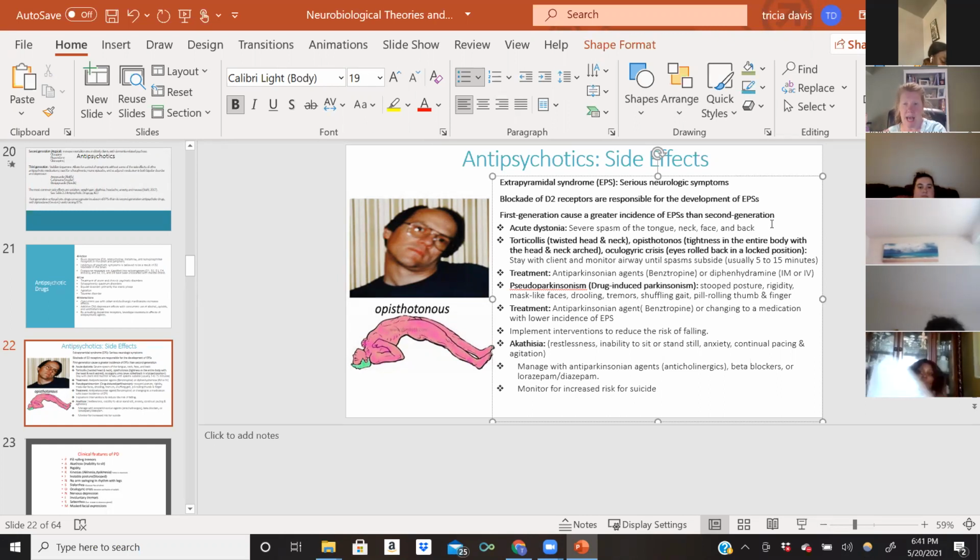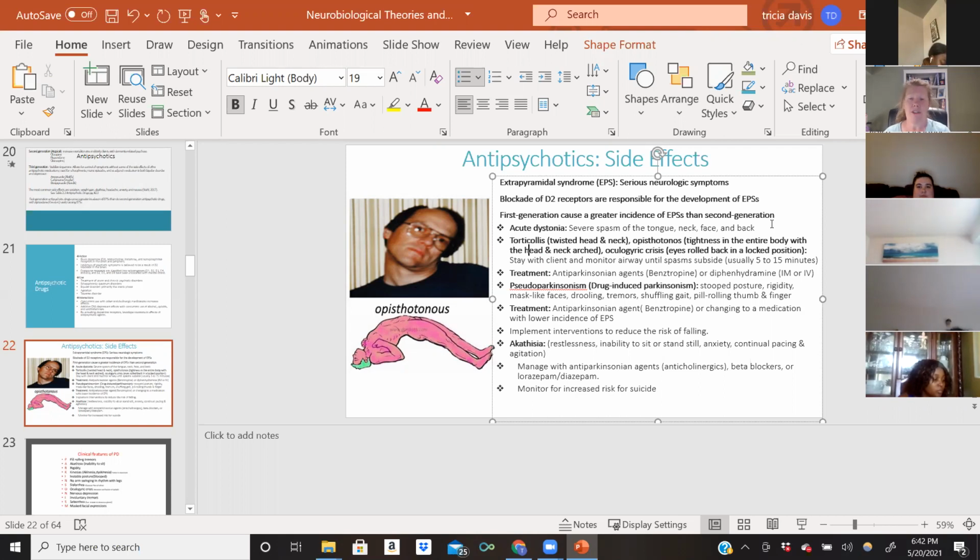If any of those three start to happen, you would want to stay with your client. You want to monitor their airway, because we're talking about that tightness in the body and issues with the head and the neck being arched. So we always want to make sure that their airway isn't compromised. If you're dealing with any patients that have this, stay with the patient and monitor their airway until the spasm subsides. It usually takes about 5 to 15 minutes, depending. Treatment: we would give anti-Parkinsonian agents, so benztropine or Benadryl. You could give it IM or IV.